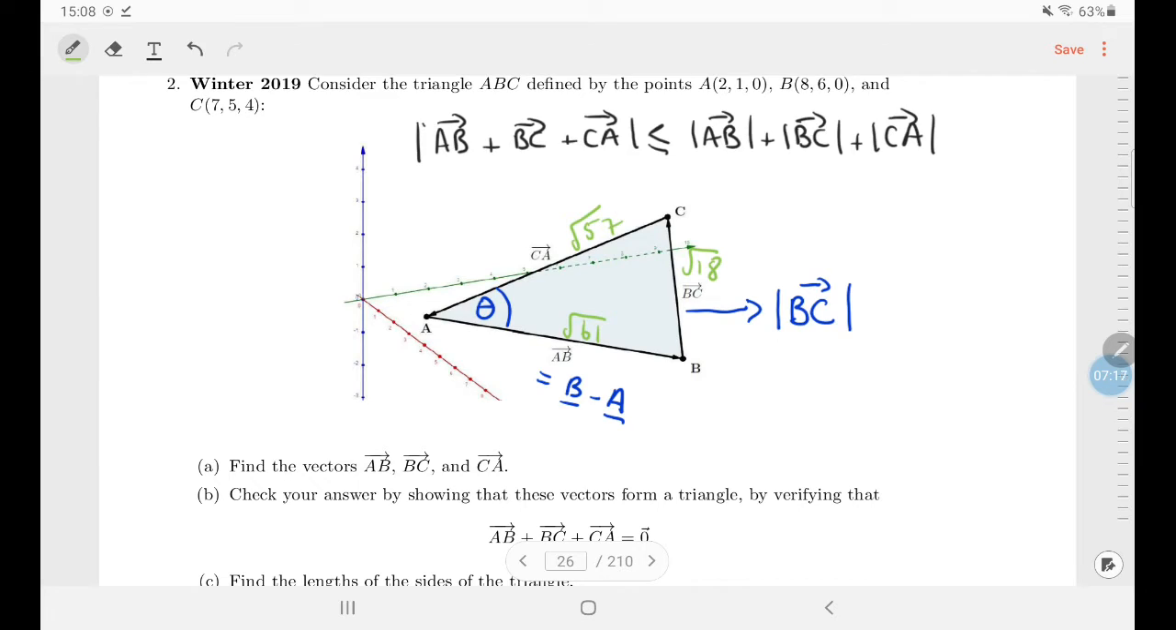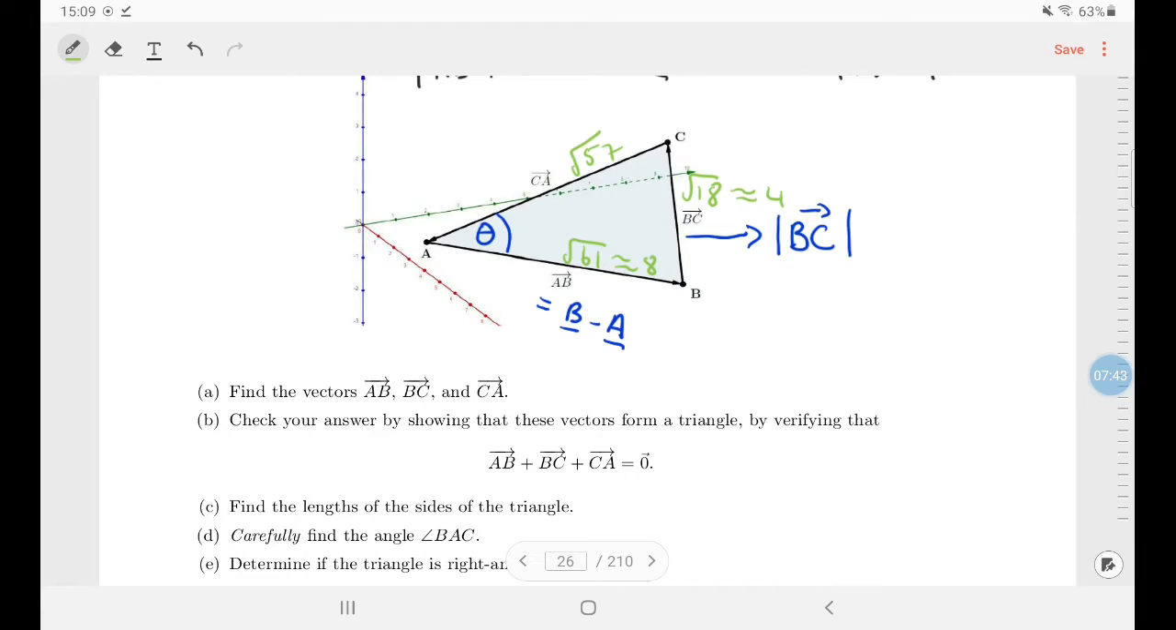Now that looks a bit out of proportion, but if you actually look at the square roots, the square root of 61 is about 8, and the square root of 18 is about 4. So it's not as bad as it looks. It's just near a whole number. Otherwise it looks a bit out of kilter, but it's not. Okay, so we have the side lengths.